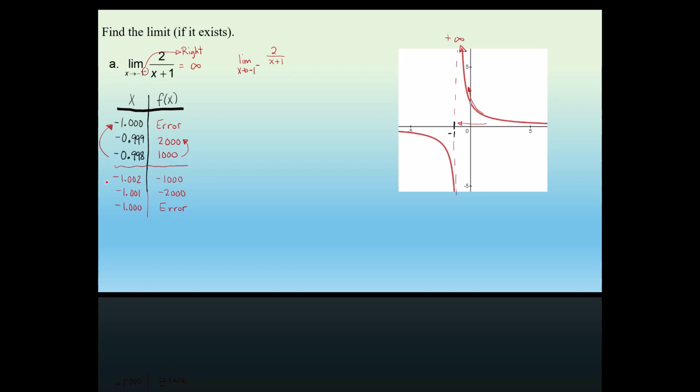So as x is approaching -1 from the left, that means getting as close as possible to -1, but from the left side of it. The function value is getting big, but in the negative direction. And that is negative infinity. So regardless if you have to evaluate the limit graphically or using a table, we'll end up with the same results.